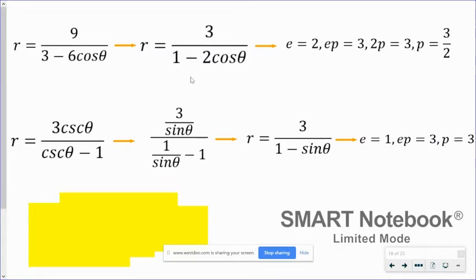I remind you, the minus signs are just talking about directrix direction, whether it's moved to the left or the right in cosine, or up and down in sine. EP is equal to 3. Therefore, substituting in a 1 for E allows me to know that P is equal to 3.